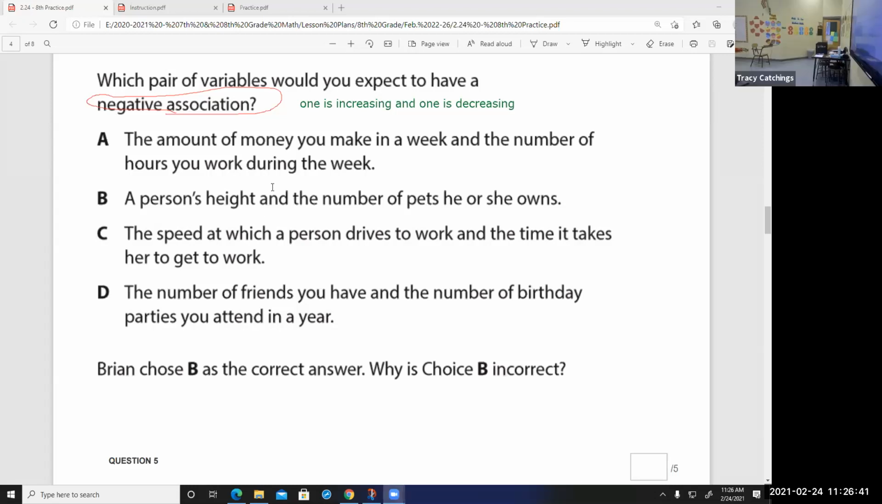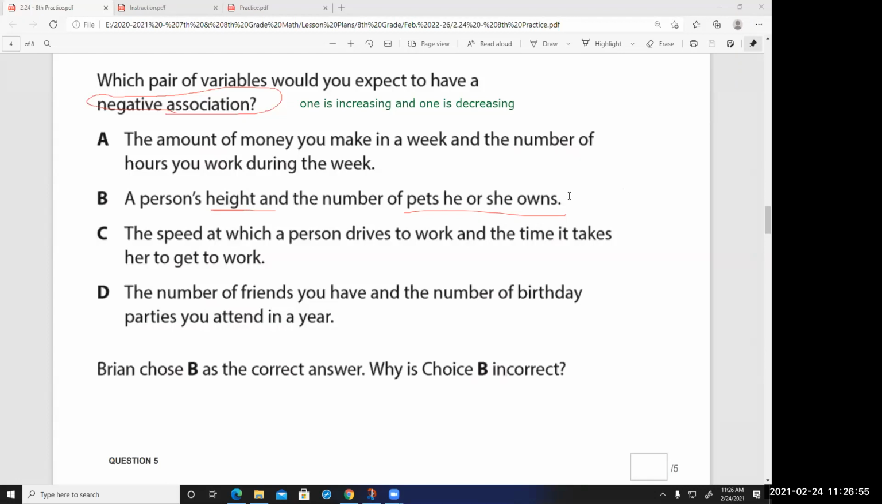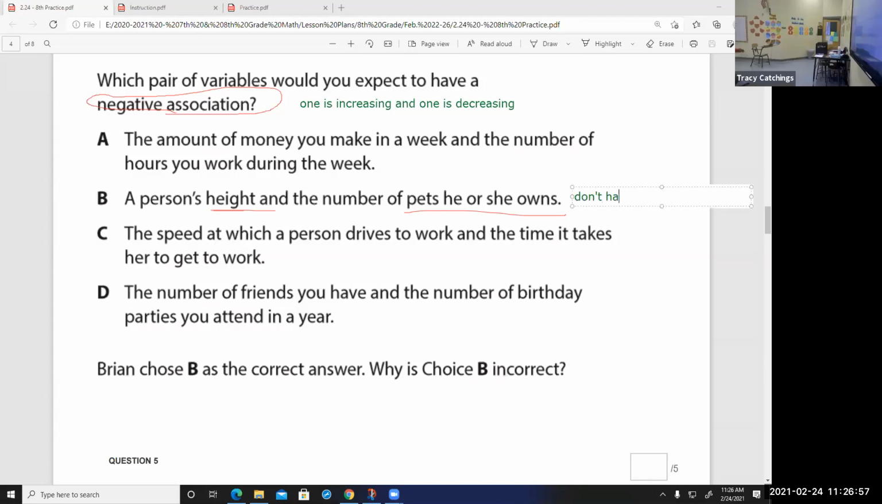Also, are you thinking about B? Let's think about B. B says a person's height and the number of pets they own. Now, how did he choose that? Does that even have any relationship? No. That's like saying the taller you are, the more animals you got.